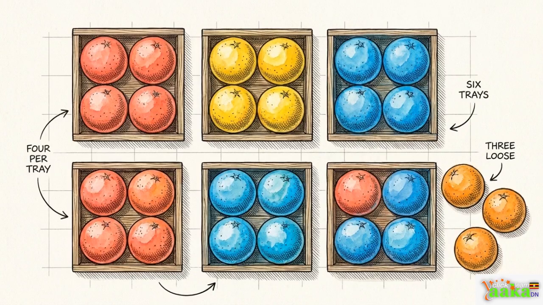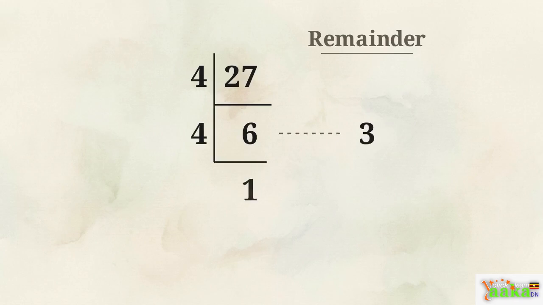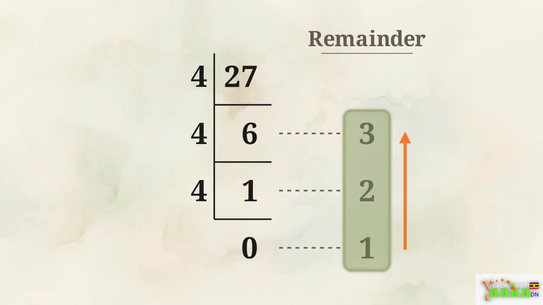We use successive division to determine how many bundles of the new base size we can create from our total. To convert 27 into base 4, we divide 27 by 4. That gives us 6 with a remainder of 3. Next, we divide that 6 by 4, getting 1 with a remainder of 2. Finally, 1 divided by 4 gives us 0, with a remainder of 1. These remainders are the digits of our new number. To write the final answer, read the remainders from the bottom to the top. This gives us 1, 2, 3, base 4.